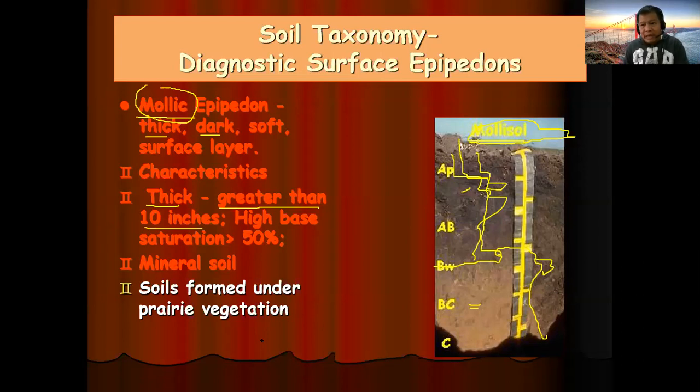Kay mga acidic man ang hydrogen, iron, and aluminum. So wala sila sa mollic epipedon, kay mostly basic cations ang meron dyan. Okay. And of course, the mollic epipedon is a mineral horizon.